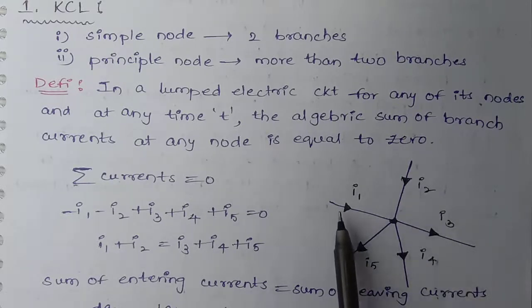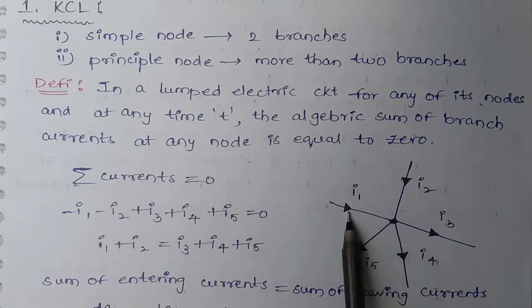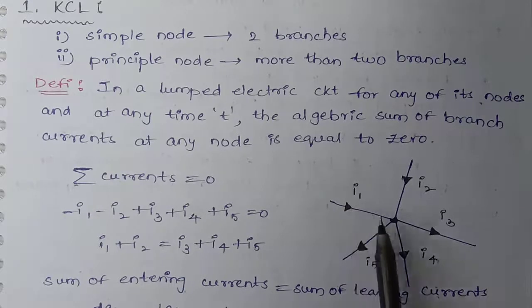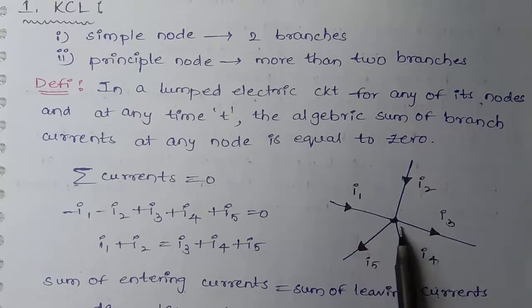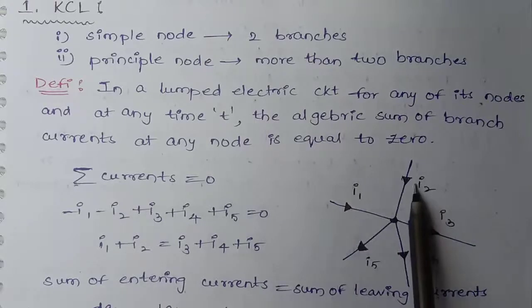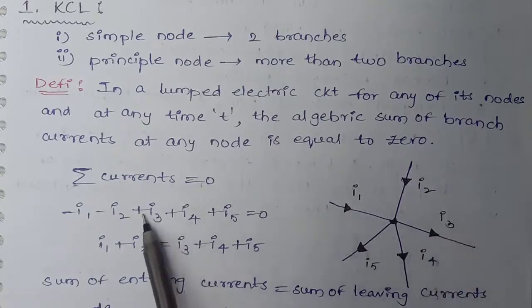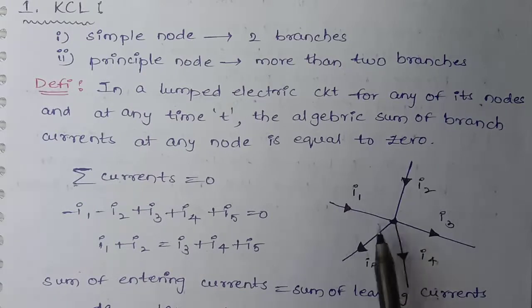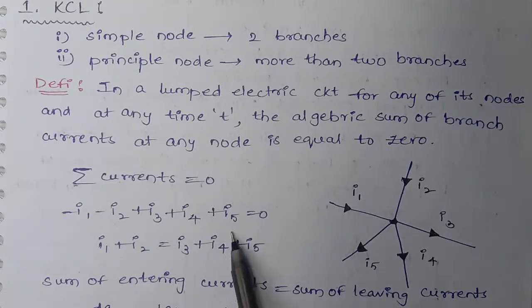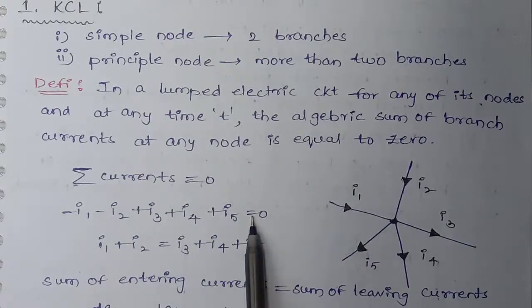I will always consider whatever the currents enter into the node as minus. That means I will consider those currents as negative currents, and whatever the current leaving from the node as positive, right? So this current is entering into the node, that means minus I1. This current is also entering into this node, that means minus I2. I3 is leaving from this node, so plus I3. I4 also leaving from this node, so plus I4. I5 is also leaving from this node, that means we will get plus I5. So the algebraic sum of these currents will become 0. This is our KCL, right?